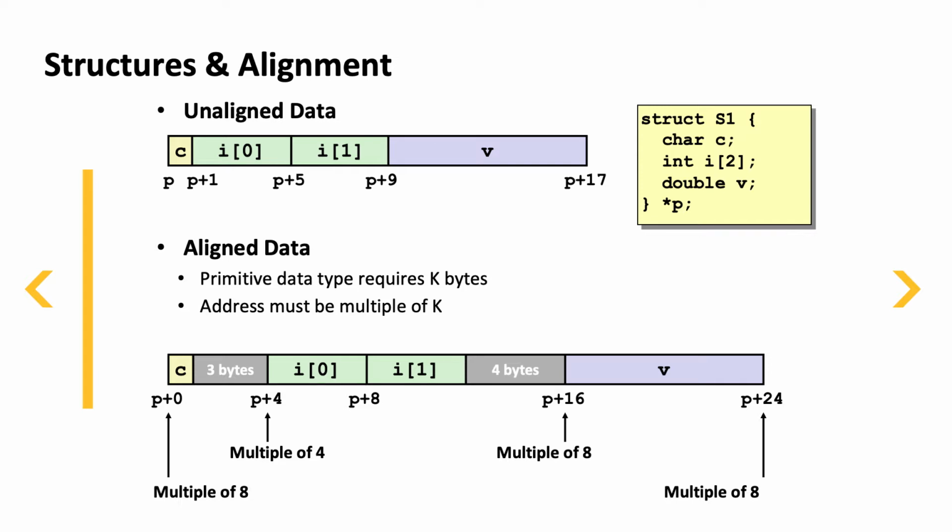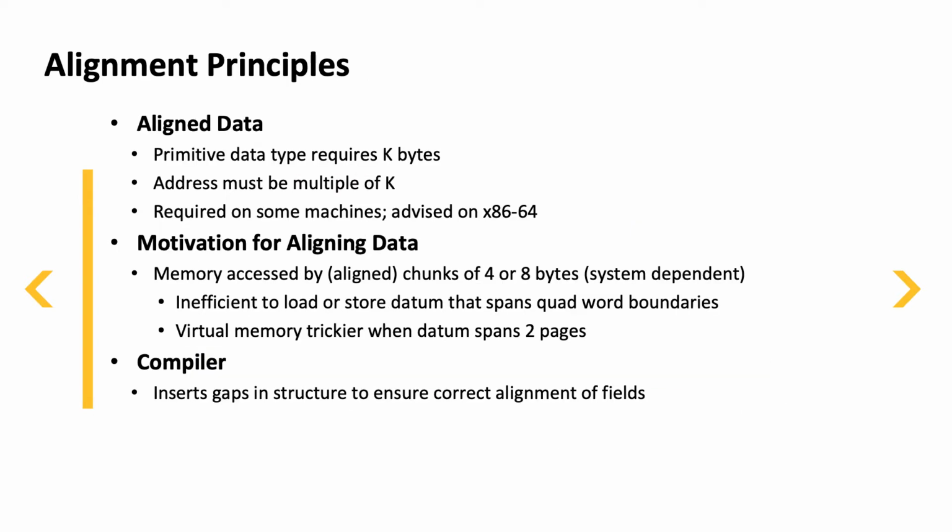So let's talk about the why of that. We'll get into the principles of alignment in the next slide and a little bit after that. And then we'll talk about how we can avoid this problem as much as possible. So we already mentioned in the last slide that if a primitive data type requires k bytes, then the address that it lives at has to be a multiple of k. Now, on some machines, that's required. On x86-64, it's advised. But why do we do that?